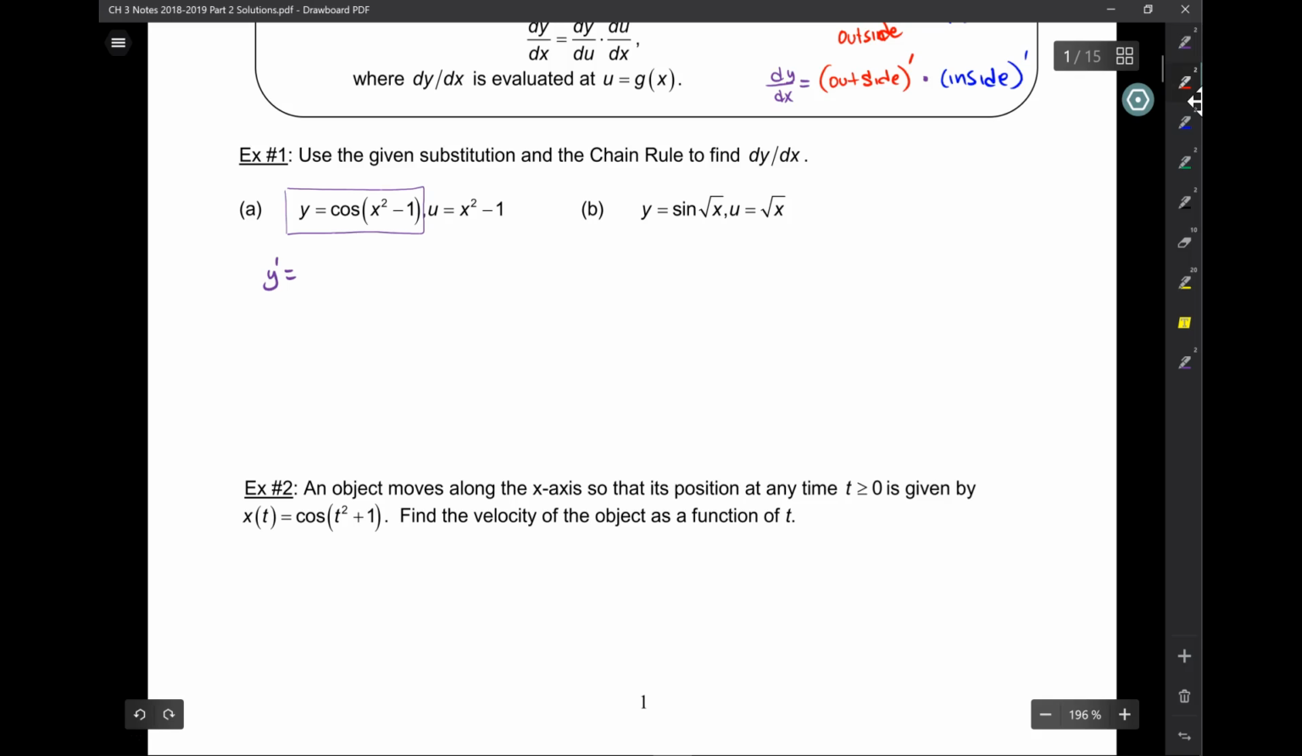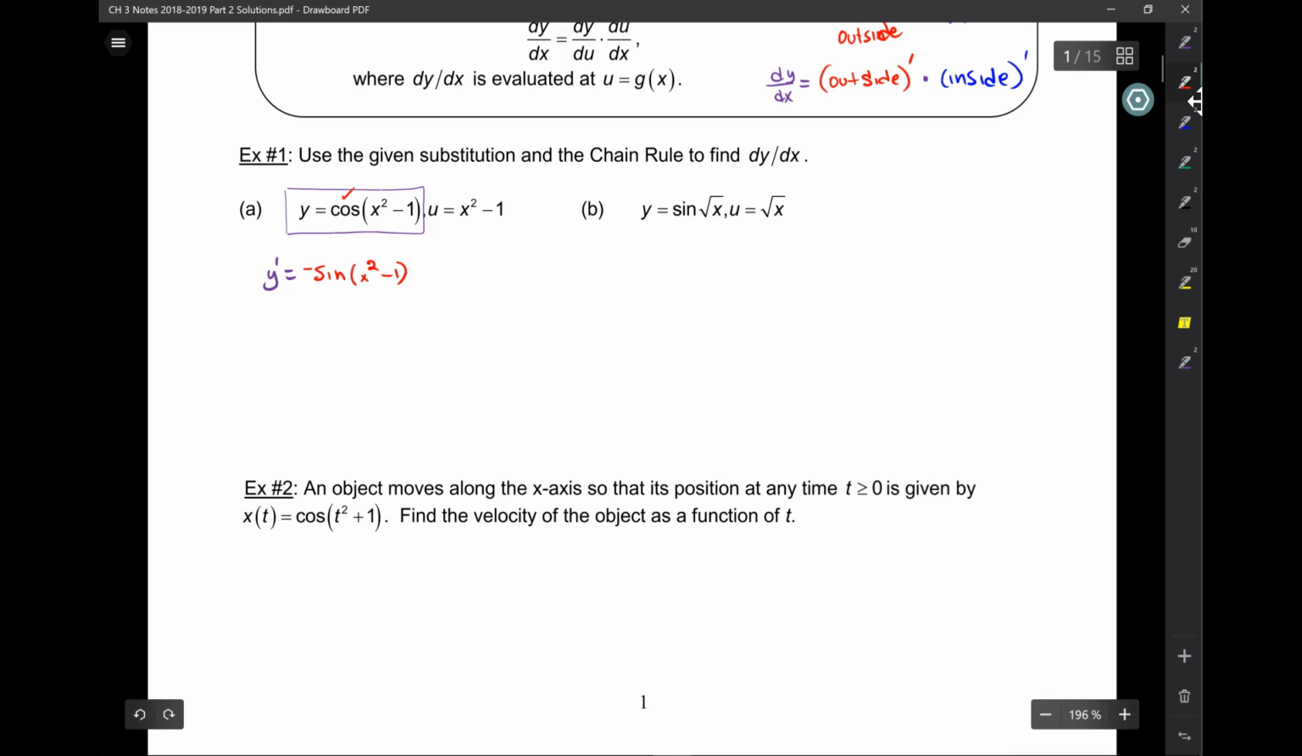So here's what I do. You have to figure out a way of bookkeeping. What I do is I put little check marks. So first you have to take a derivative of the outside function, the cosine. What's the derivative of the cosine? Negative sine. However, the derivative of cosine x is negative sine x. If it was cosine t, the derivative would be negative sine t. If it's cosine of table, the derivative would be negative sine of table. If it's cosine of x squared minus 1, the derivative is negative sine of x squared minus 1.